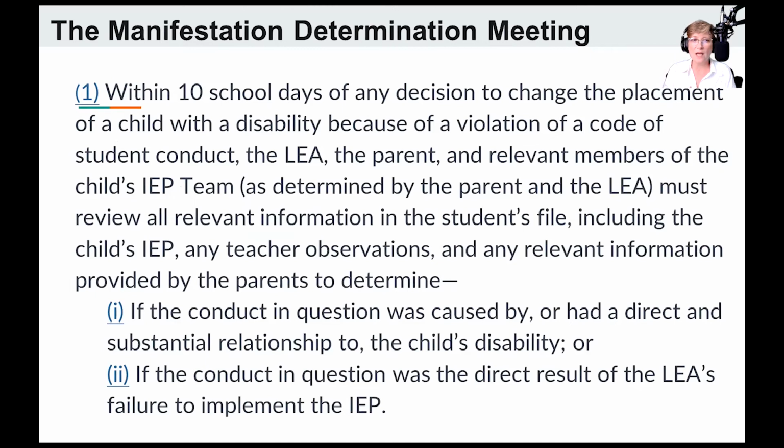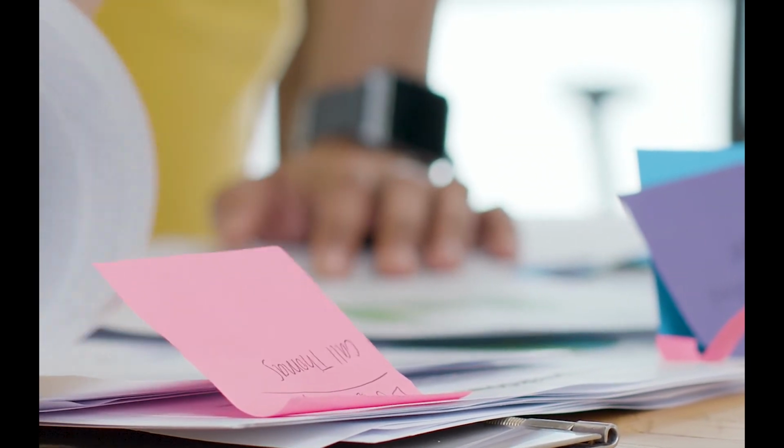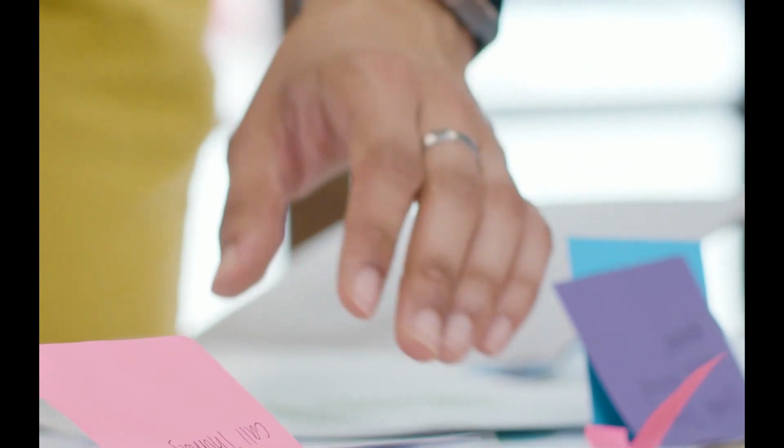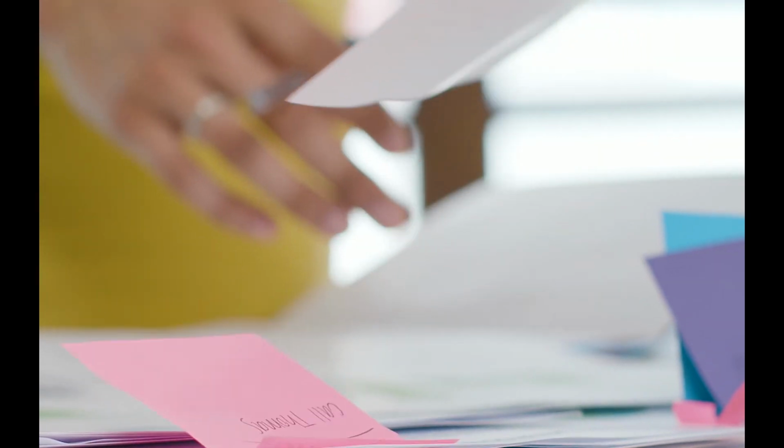So when you're having a manifestation determination meeting, there's a lot that's going on, and two very important questions must be asked and also answered. So let's go ahead and review that. Within 10 school days of any decision to change the placement of a child with a disability because of the violation of a code of student conduct, the LEA, the parent, and the other members of the IEP team must review all information in the student's file, including the IEP, any teacher's observation, and also any other information.